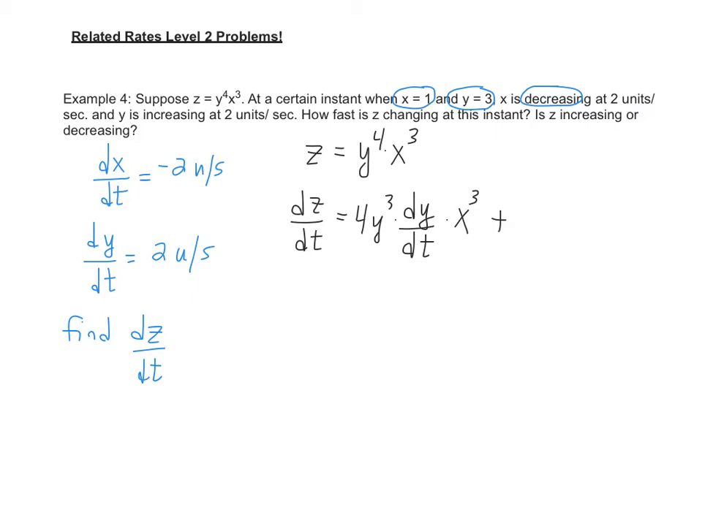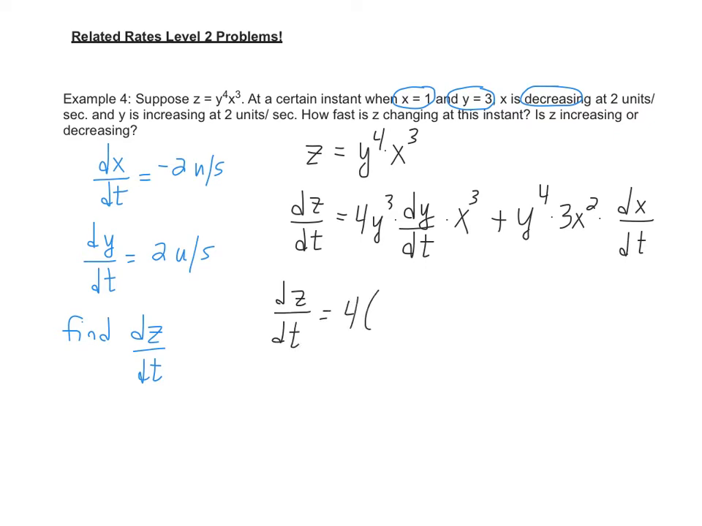And now we're going to leave y to the fourth alone and take the derivative of x cubed, which is 3x squared, and then we need a dx/dt tacked on to that. All right, so that's probably the hardest part of the problem, just recognizing that we need our product rule. And from there, we're just going to plug in all of the pieces that we know.